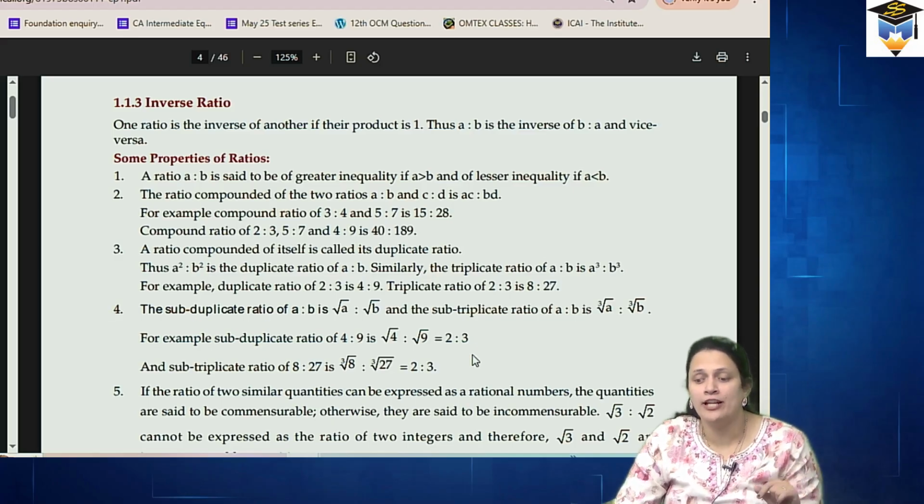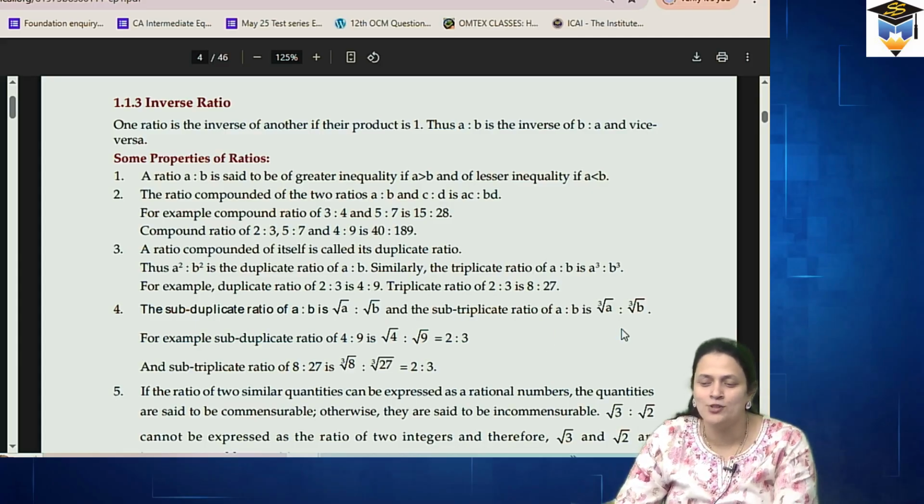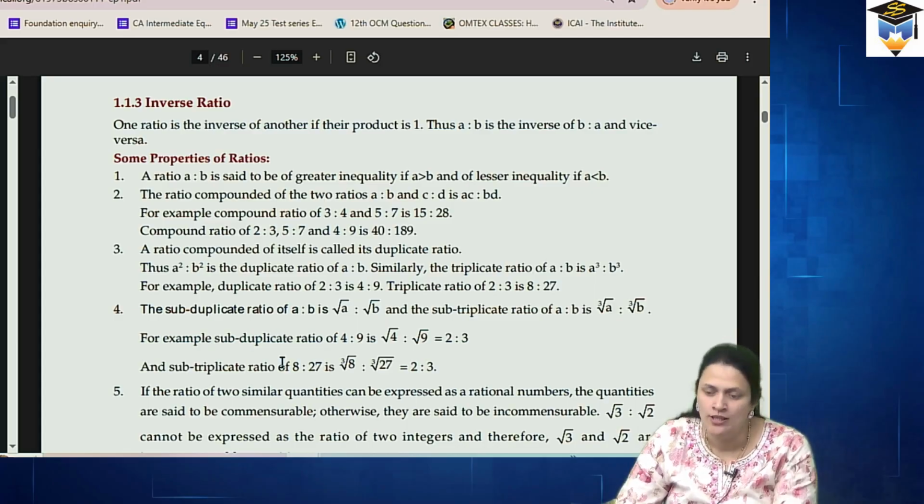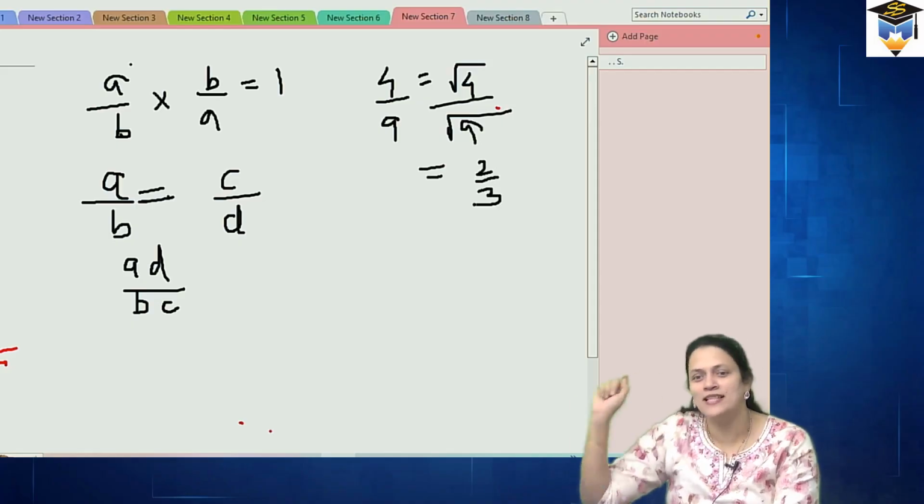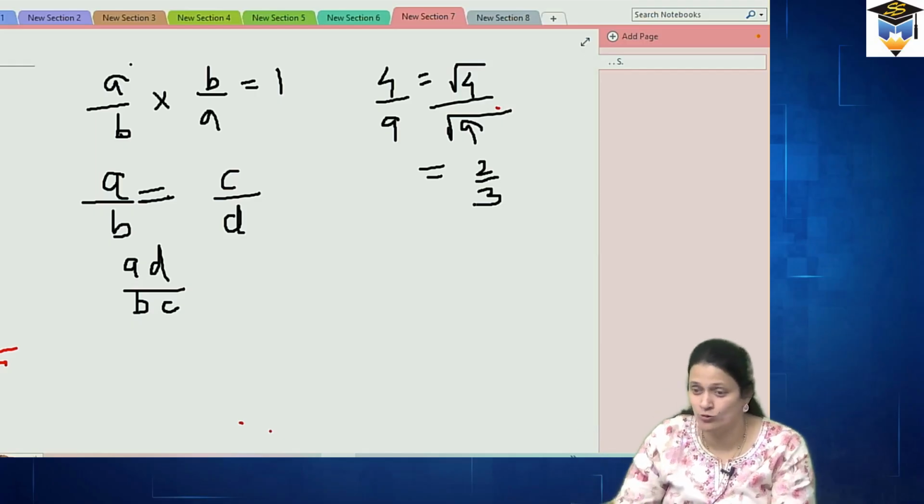Then the sub-duplicate ratio of A is to B is root A is to root B, and the sub-triplicate ratio of A is to B is cube root of A is to cube root of B. So they have given an example for sub-duplicate ratio. If you see 4 upon 9, if you take square root of both sides, what is square root of 4? Correct. So that is sub-duplicate. But you have to remember this. The under root means sub-duplicate. Because we are going to use these terms, so you need to know.